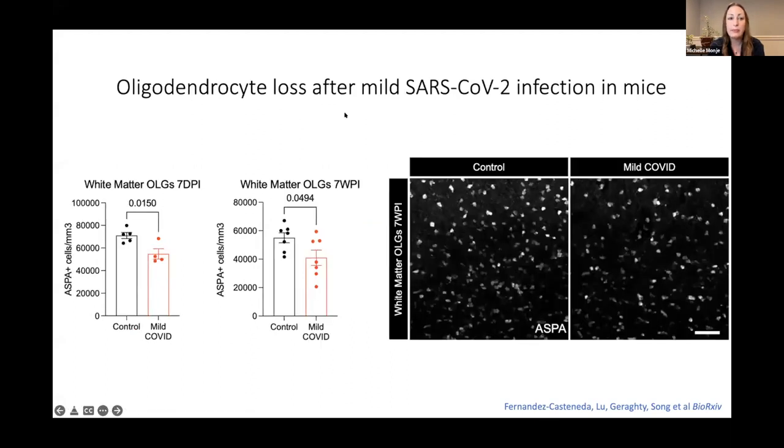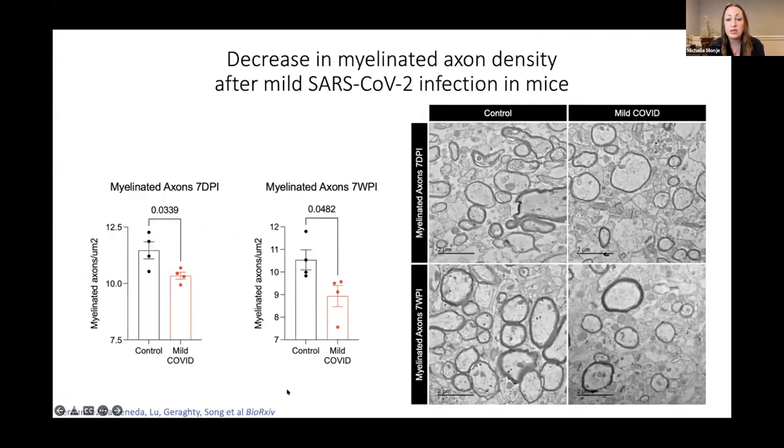Together with this neuroinflammation and decreased hippocampal neurogenesis, we see the same loss of oligodendrocytes that we observe in the context of cancer chemotherapy, in the context of mild SARS-CoV-2 infection in mice. This decrease in white matter oligodendrocytes persists for at least 7 weeks after clearance of infection. And together with this decrease in myelin-forming oligodendroglial cells, there's also a decrease in myelinated axons.